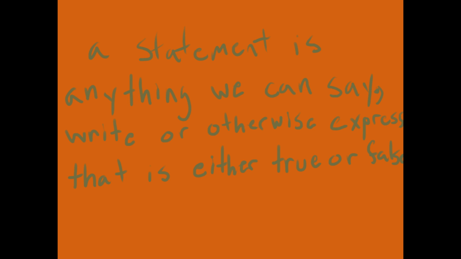So, knowing this, let's take a look at a couple examples. In our first example, it is raining outside. Is that a statement? Well, you could look outside if you wanted to. You could see if it's raining, then it is raining outside is true, and if it's not raining, then it is raining outside is false. It's something that's either true or false, therefore it is a statement.